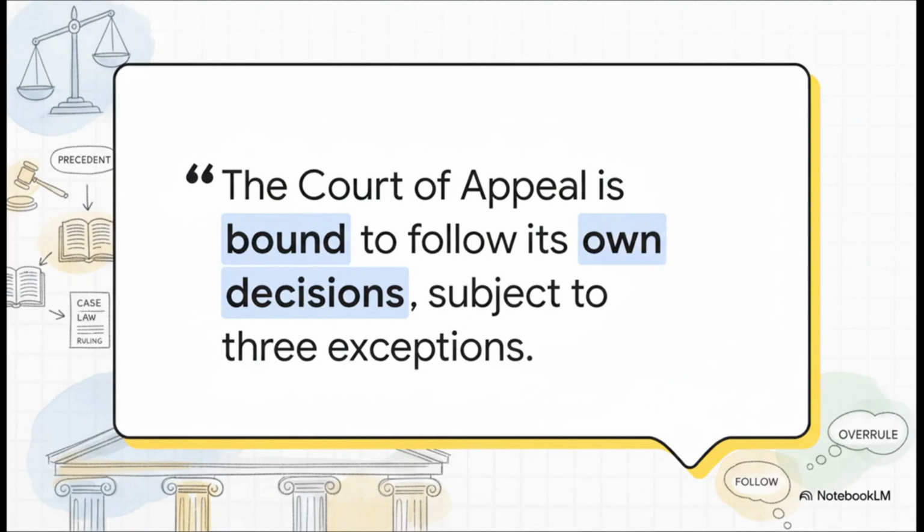Now, what about the Court of Appeal? It's in a pretty unique spot. It's obviously bound by the Supreme Court above it, but does it have to follow its own past decisions? Well, the answer to that comes from this huge landmark case, Young v. Bristol Aeroplane. The court basically said, yes, absolutely, we are bound by our own past decisions. We have to keep the law certain. But then it created three very specific, very narrow exceptions, like if two of its own past decisions completely contradict each other. This case is so important for understanding how precedent works in practice.